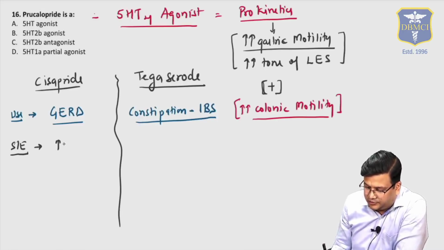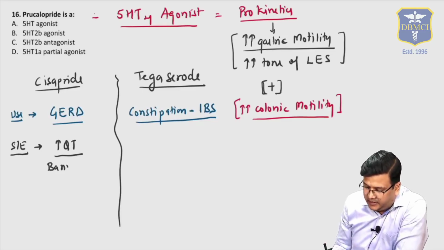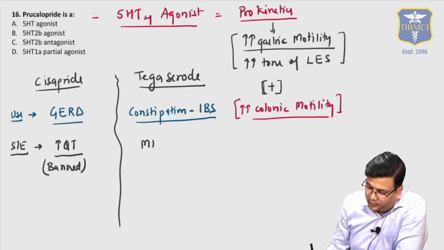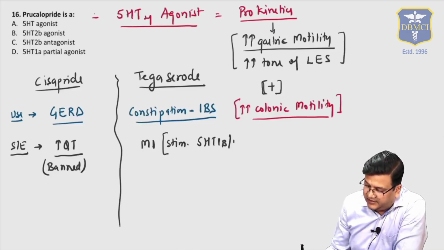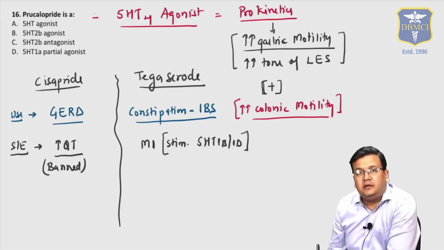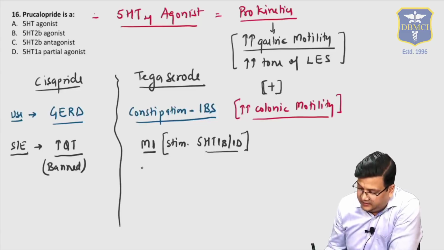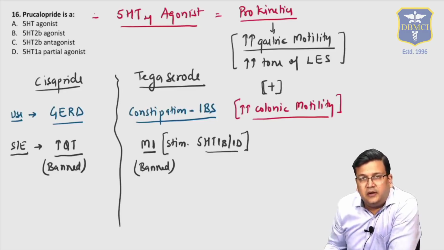So cisapride was causing too much QT prolongation and arrhythmia, and the drug has been banned because of this. Tegaserod was causing myocardial infarction because in addition to 5-HT4 it also stimulated 5-HT1B/1D, which resulted in coronary vasoconstriction and MI or angina. So again this was banned. So this is the background behind the initial 5-HT4 agonists, cisapride and tegaserod.